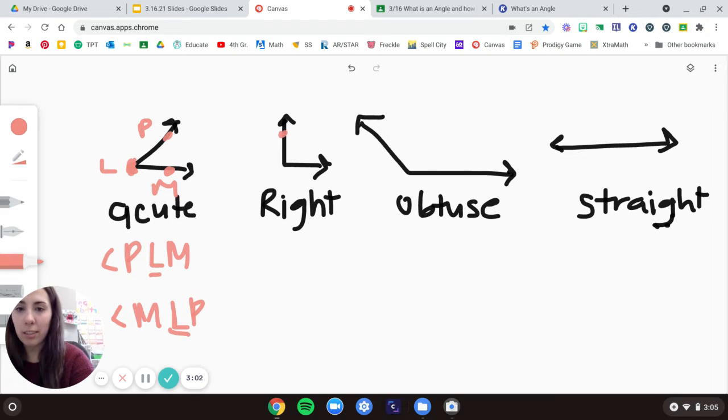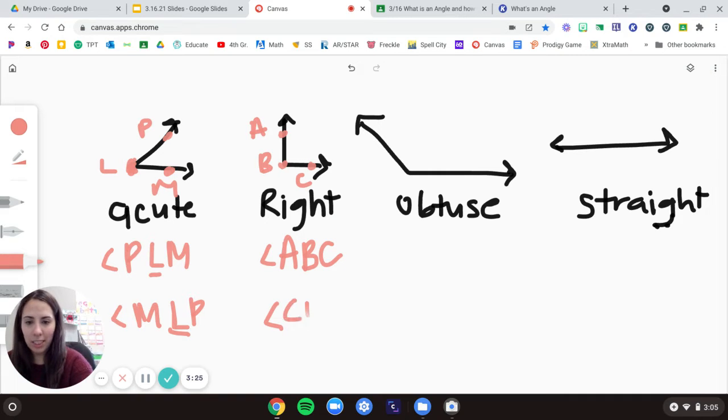Let's try it on a right angle. Let's go A, B, C. How could we name this angle? We can name it angle A, B, C. Top, middle, end. How else can we name this angle? We can name it angle C, B, A. Notice again what's in the middle? B, because that's my middle point here.